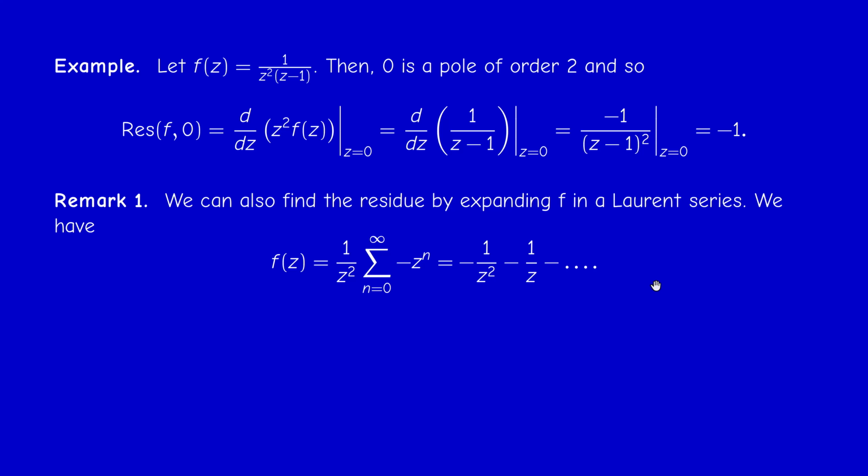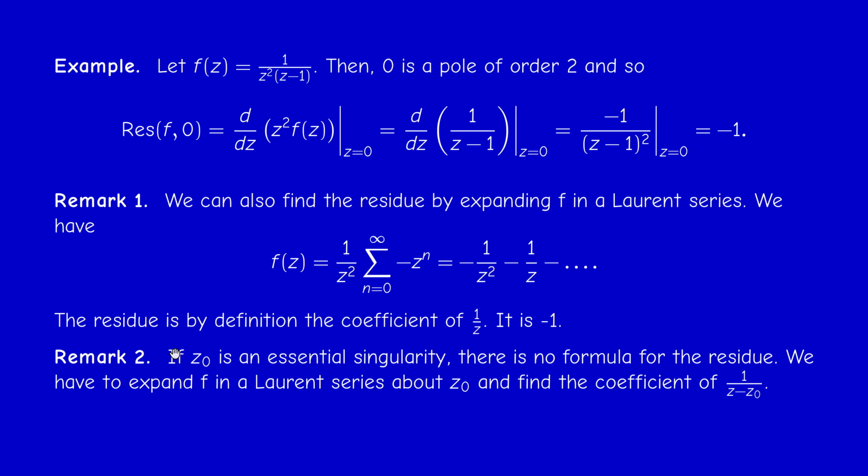Yeah, this is what I was saying. So you see that the coefficient of 1 over z is minus 1. Now, if z0 is an essential singularity, there is no formula for the residue. So we have to go back to the Laurent series and see what is the coefficient of 1 over (z minus z0).